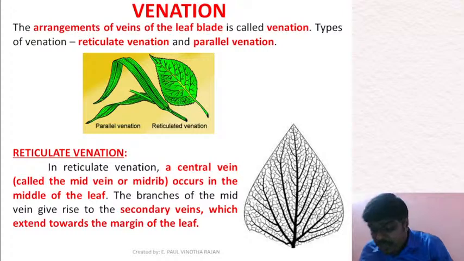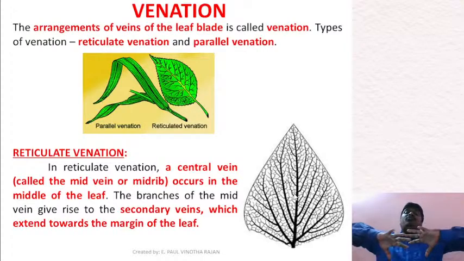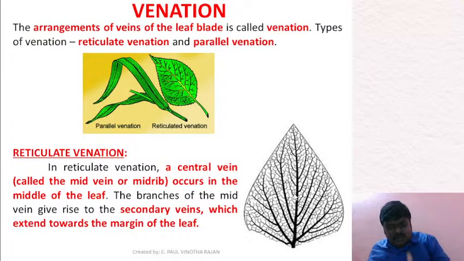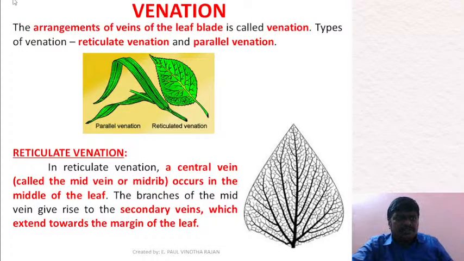The next topic that we are going to learn today is about venation. What is venation? The arrangement of veins on the leaf blade. In the starting I have explained about the leaf blade, which is called lamina. In that, how the veins are arranged, that is called venation. There are two types of venation we can see here. One is called the reticulate venation, the other one is called parallel venation.